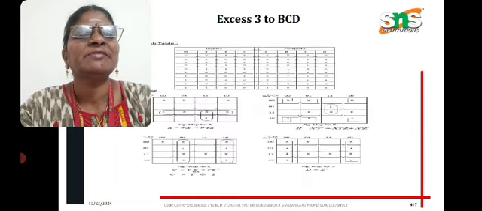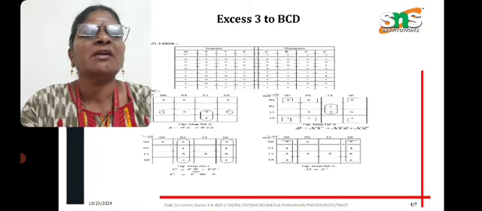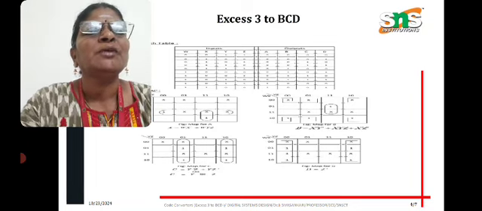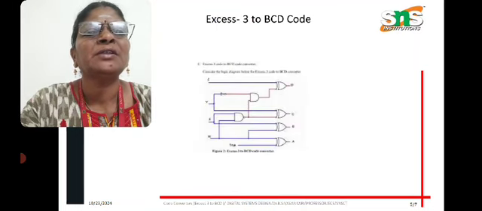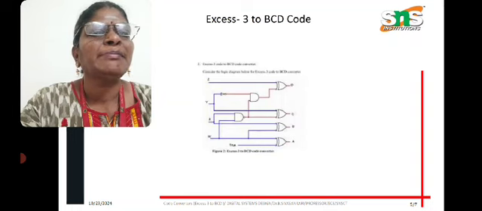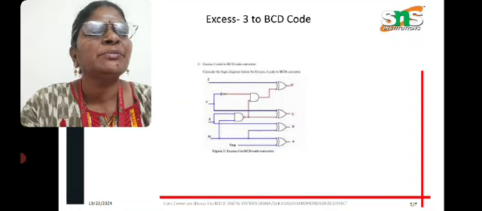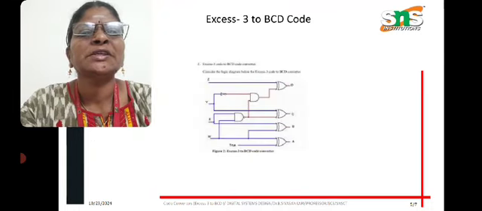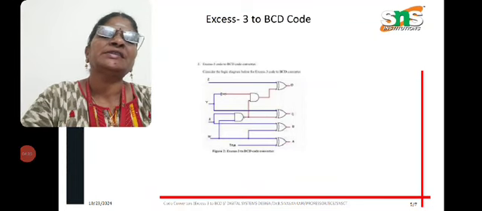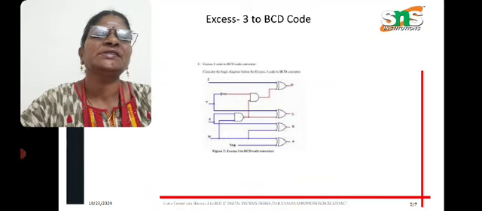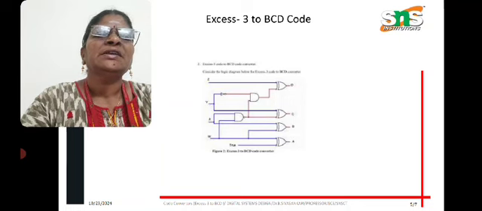In the previous slide, we have seen the truth table. For A, B, C, D, we have plotted the K-map with the inputs and the outputs. With the help of the K-map, we have a Boolean expression, and with the Boolean expression we have completed a logic circuit here. So this is the logic circuit of our XS3 to BCD. Your XS3 is W, X, Y, Z, and your BCD is A, B, C, D.